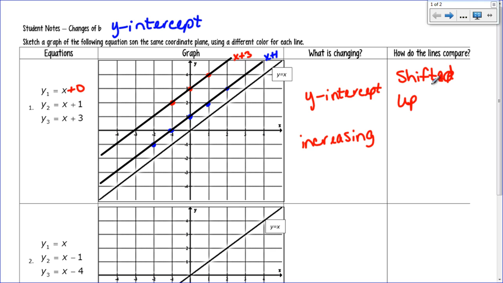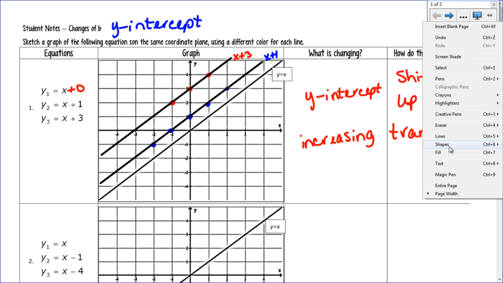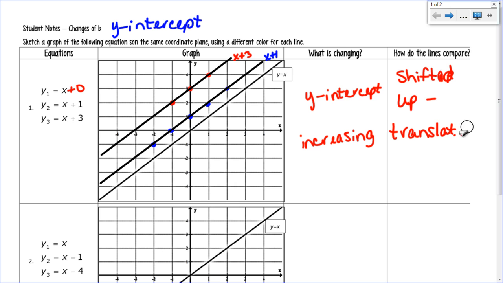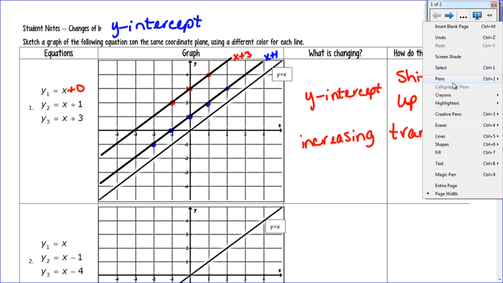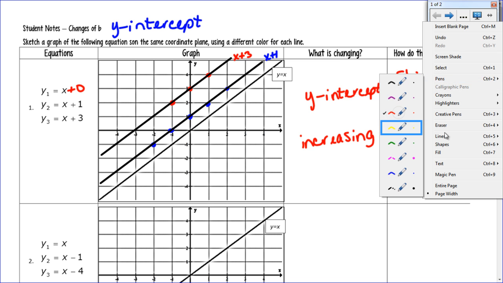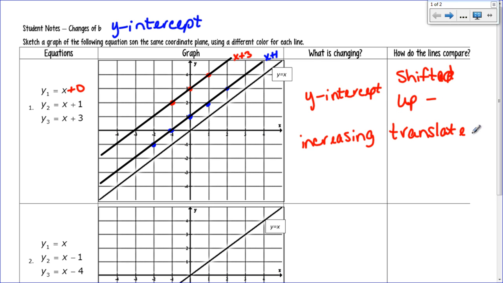Another way that you'll see this said, instead of shifted up, it will say translated up. Because if you remember back in 7th and 8th grade, when you did transformations, you had translations, which were the slides. And so that's what we're doing. We're sliding it up. And so it's going to be translated up. That's another way you will see it worded.